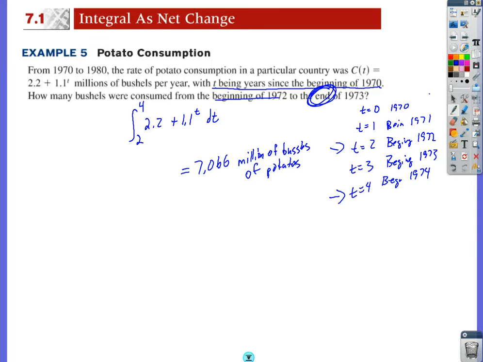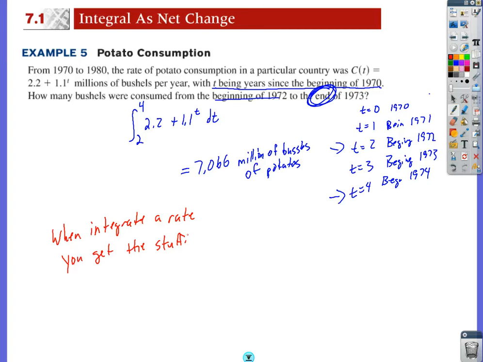What I want you guys to get from all of this is that when you integrate a rate, you get the stuff. Well, what does that mean? When I integrated miles per hour, I got miles. When I integrated bushels per year, I got bushels.